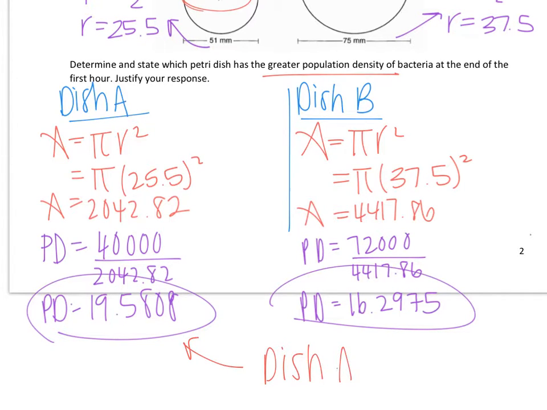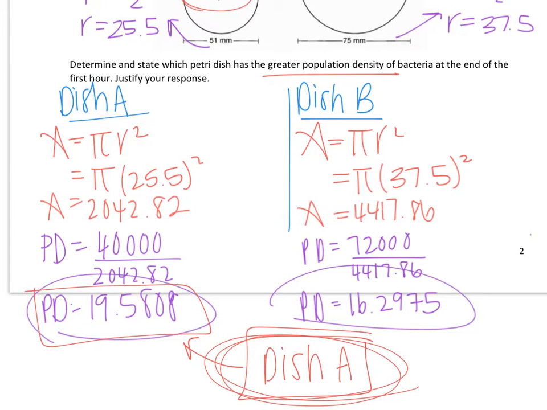You do have to state dish A. You cannot just simply circle it or box it in anywhere like with the population density. You have to state it off to the side somewhere else.